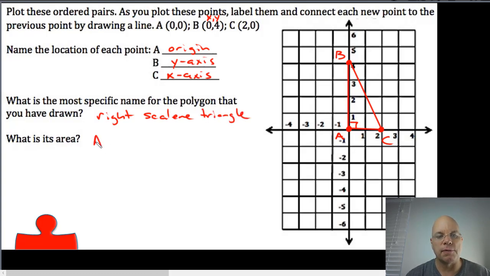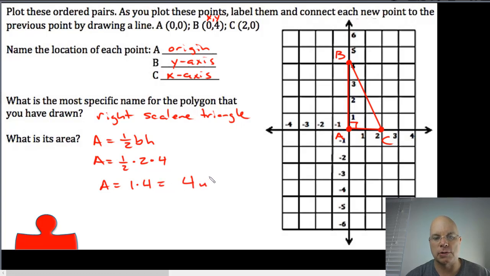The area will be found using the area formula, 1/2 base times height. So the area is 1/2 multiplied by, I have a base of 2 and a height of 4. So area equals half of 2 is 1. So 4 units squared for the area.